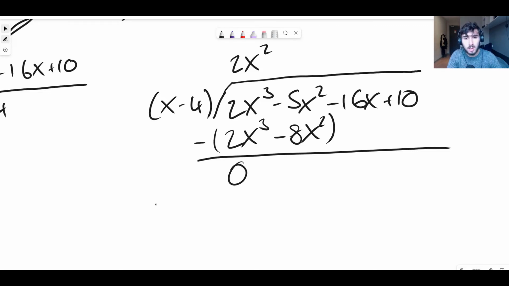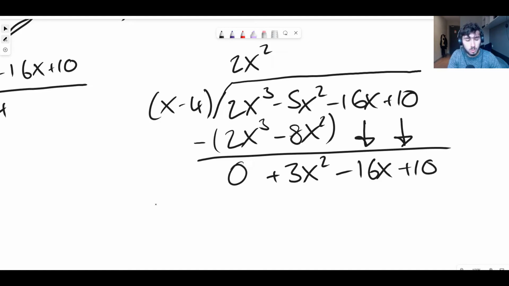Minus 5x squared minus 8x squared, that's minus 5x squared plus 8x squared, which gives us plus 3x squared. And we take the minus 16x down, and we take the 10 down as well. So these two just come down like that. And we continue the process.